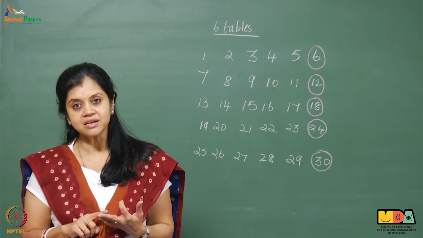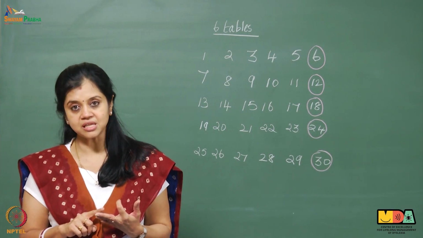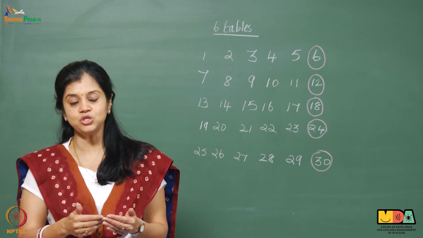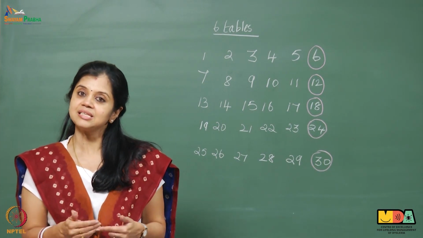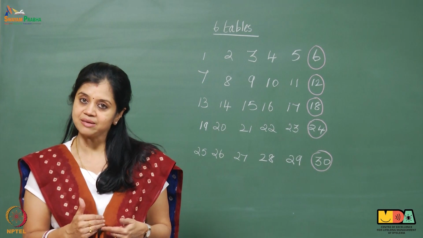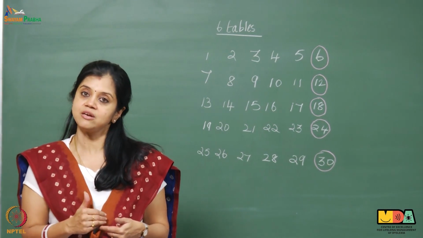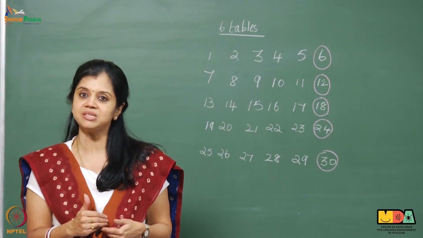Even when they have to write the tables in the rough column, they are not able to jump in 6s or 7s and then write it automatically. Is there some other way of helping them to write the tables in the rough column so that they can do the multiplication sum without making a mistake?